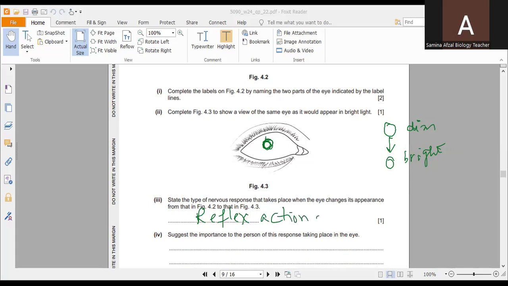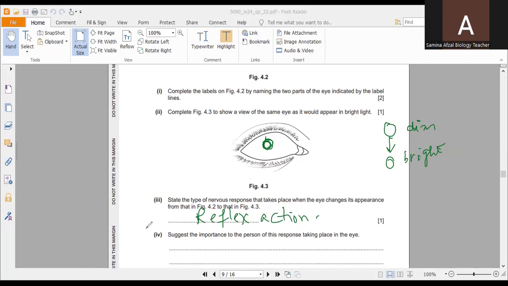When we see towards the bright light, our eyes will be closed. Their diameter will become smaller. So this immediate response, which takes place by the central nervous system, by the spinal cord, is called a reflex action.